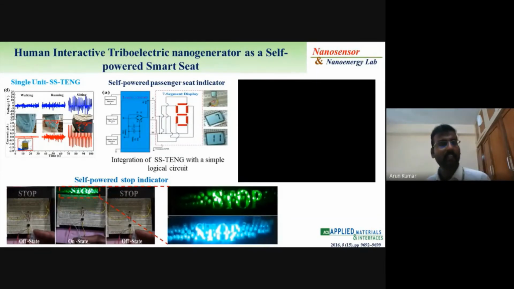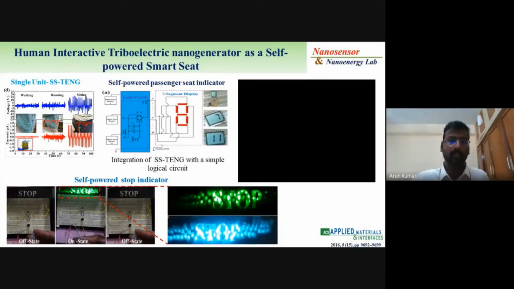And the next thing is, instead of using a battery, we used a small capacitor here. Normally, this is used in the Korean buses. To stop the bus, you have to push a button, and once you push, the light will glow and the sound will come. So we tried the same system. We connected the device in different seats.